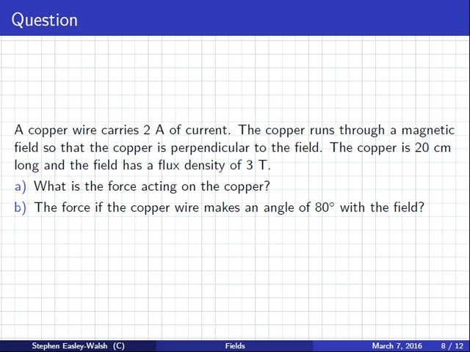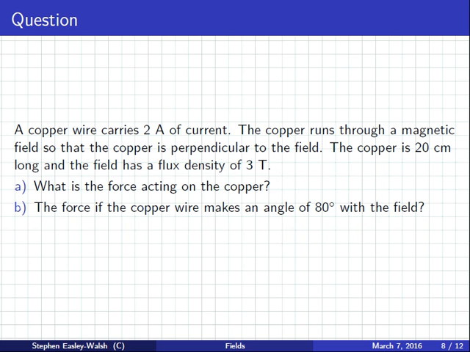So what's the B here? 3. And what's the I? 2. And the L? 0.2. So it's 1.2 newtons, is that right? No, it's 1 newton. No, 6. Yeah, 1.2 newtons. No. So just multiply 2 by 3 by 0.2. That's all you have to do.